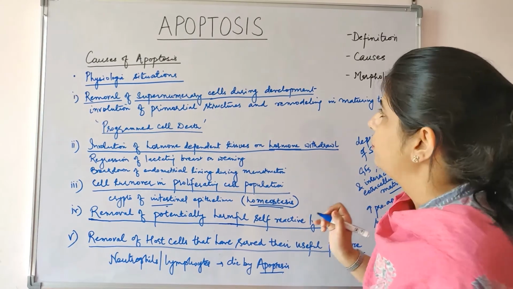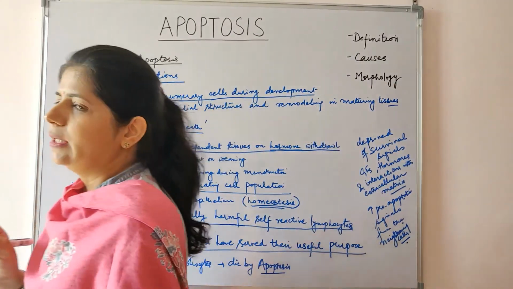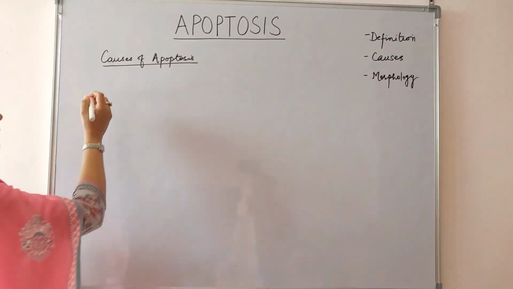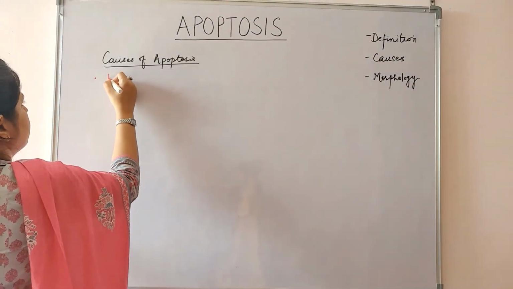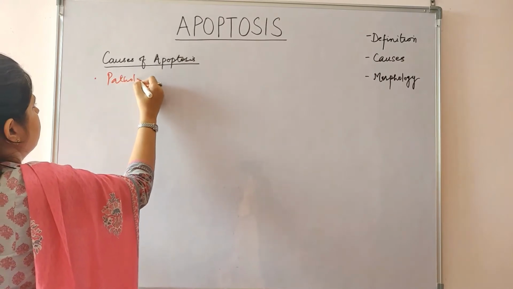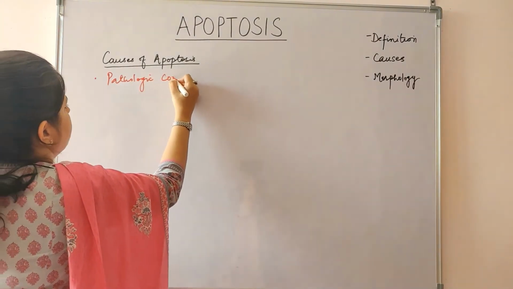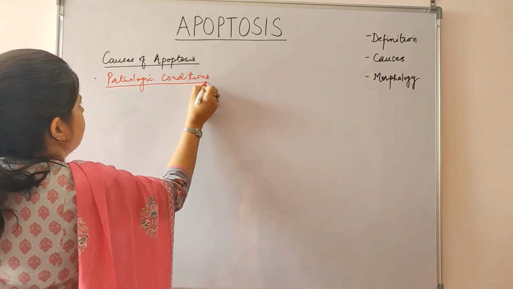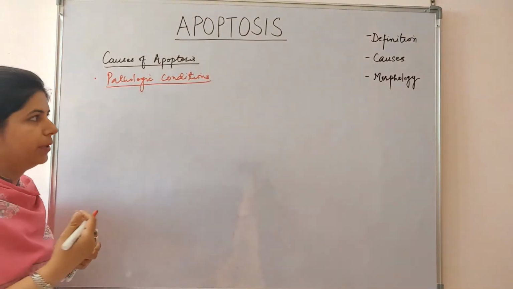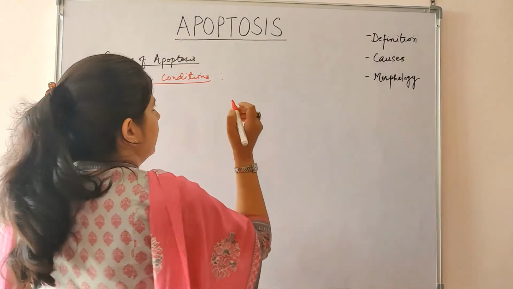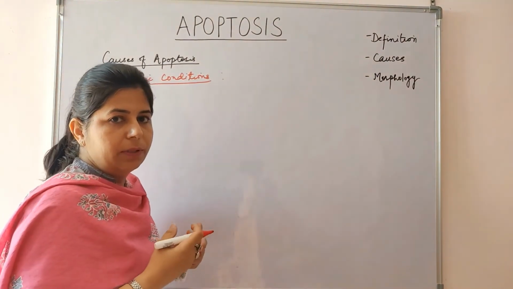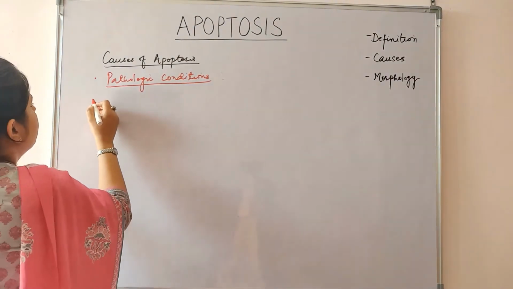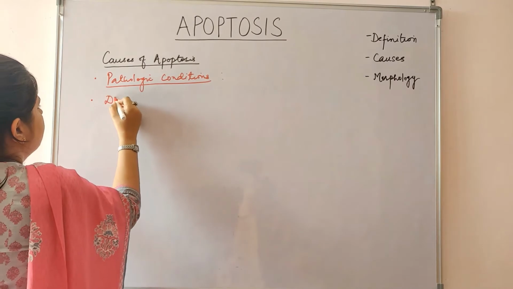Next, we will study the pathologic conditions in which apoptosis is seen. So next are the pathologic causes or the pathologic conditions in which apoptosis is seen. It is seen in those cells that have been damaged beyond repair. There is no inflammation, so the cell undergoes apoptosis. There is no tissue damage. So what are the examples?